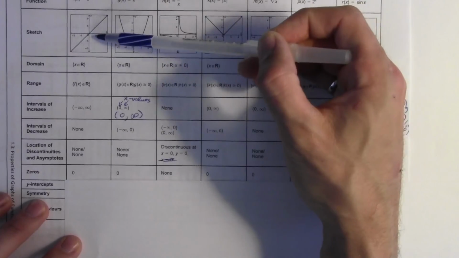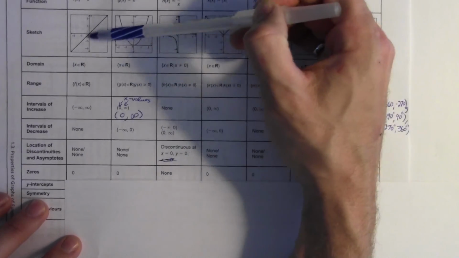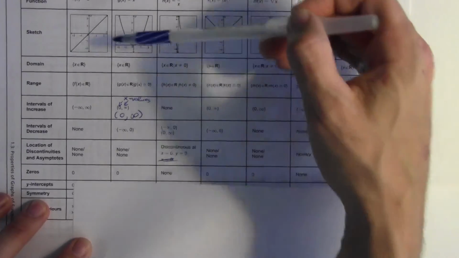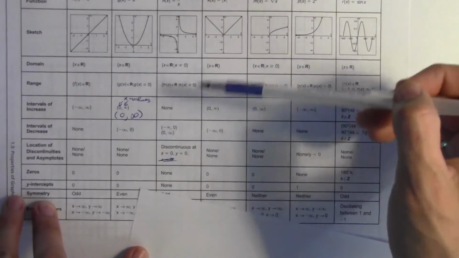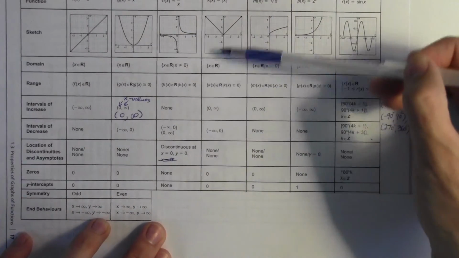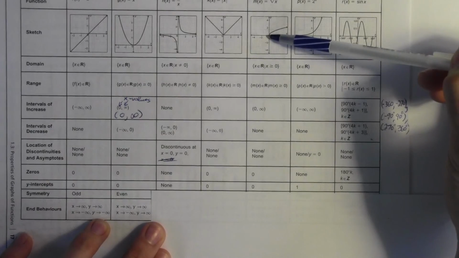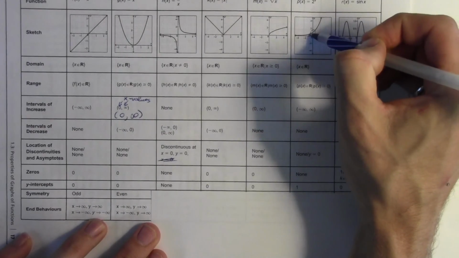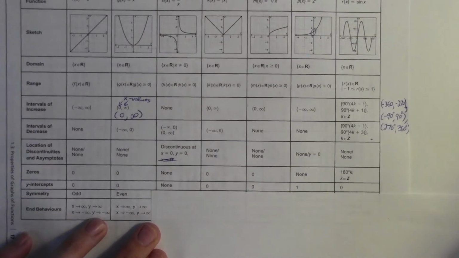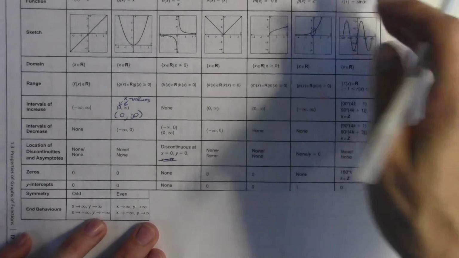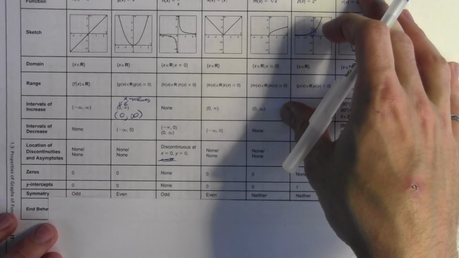Y-intercepts. So where does the function cross the y-axis? So when x equals 0, crosses at 0. Crosses the y-axis, never. Crosses at 0. Crosses at 1. There's the value of 1 right there, the y-intercept. And crosses at 0. So we did those two together.